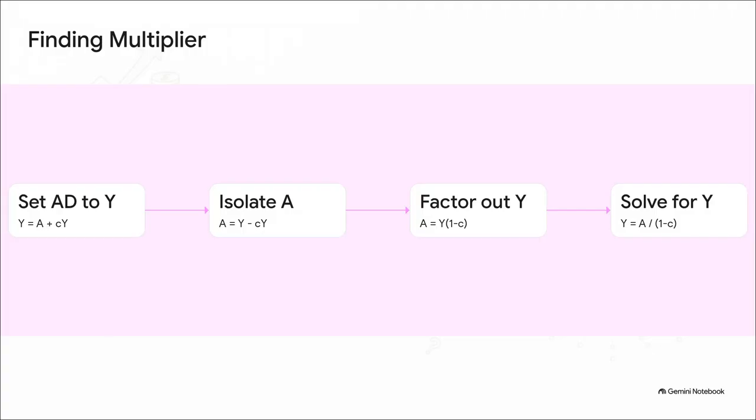Let's step through the algebra together to see how this equilibrium reveals something incredibly powerful. Step 1. We set aggregate demand equal to income, so y equals a plus cy. Step 2. We isolate autonomous expenditure, that's the A, so A equals y minus cy. Step 3, we just factor out the y to get A equals y times 1 minus c. And finally, step 4, solve for y, which gives us y equals A divided by 1 minus c.